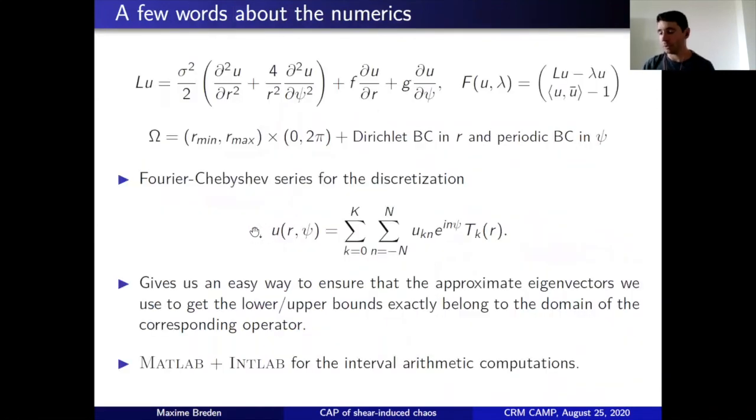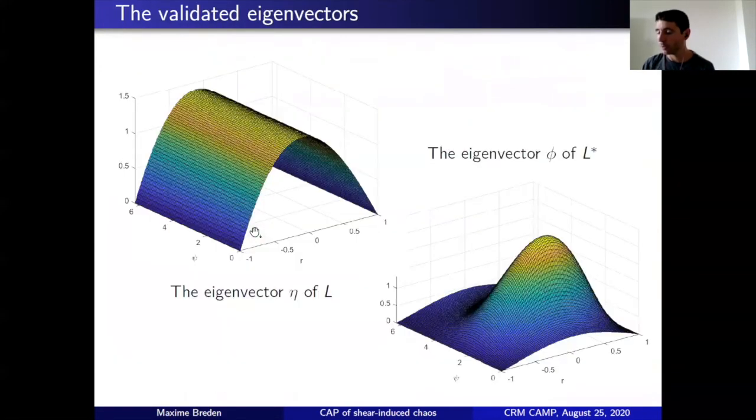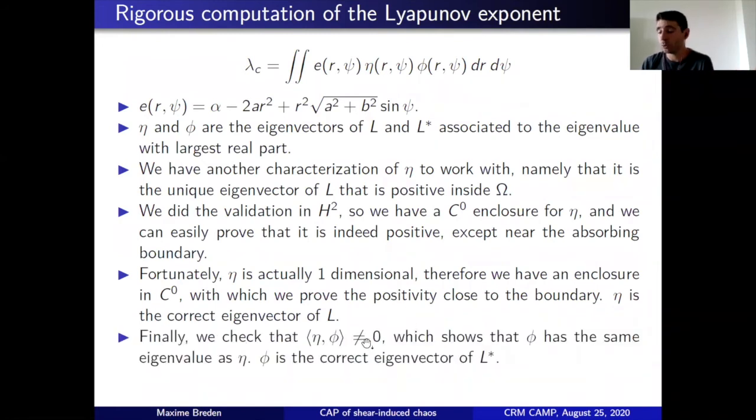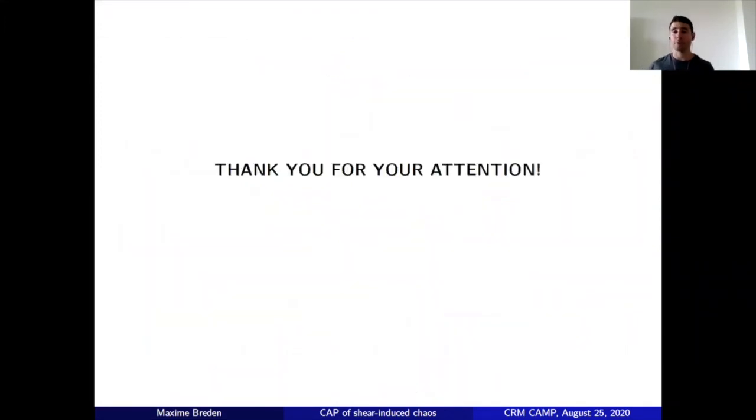So this is how we validate that eta is the good eigenvector, and so in particular, that it's in fact associated to the eigenvalue with the largest real part. And then for the phi, I only have to check that they are associated to the same eigenvalue. For instance, I just compute the scalar product. If the scalar product of these two is non-zero, then they must be associated with the same eigenvalue, and that's it. And so finally, I can rigorously compute this integral. I get a number. It's positive. I'm very happy. Of course, I chose the parameter so that this was positive, and that's it. So thank you for your attention.